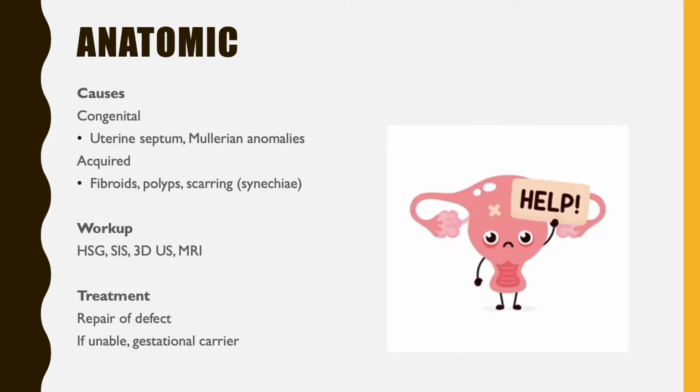Anatomic causes of recurrent pregnancy loss can be separated into congenital and acquired anatomic defects. The congenital anatomic anomalies include uterine septum or the various Müllerian anomalies. Acquired anatomic defects include things like fibroids, polyps, or scarring or synechiae of the uterus. The workup for these defects can range from hysterosalpingogram, saline infusion sono, 3D ultrasound, or MRI, and the treatment can include repair of the defect.